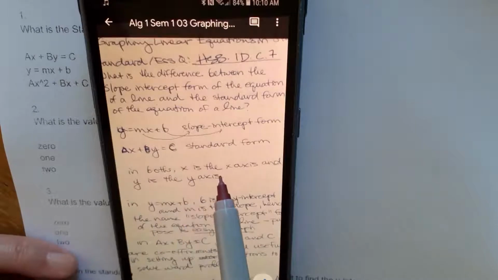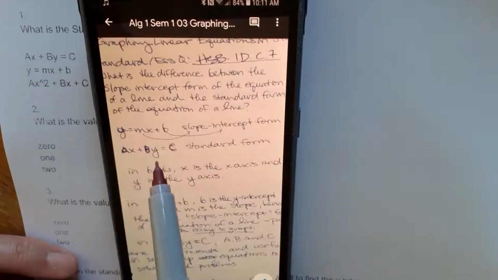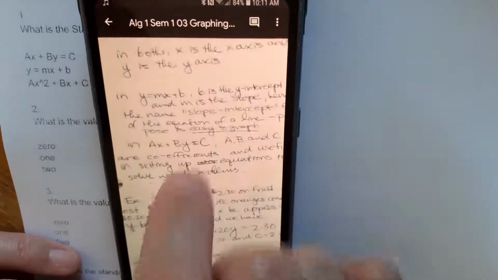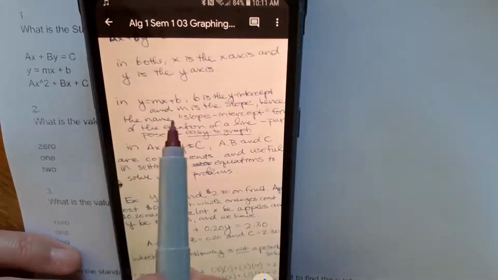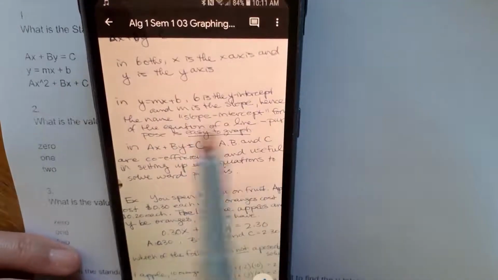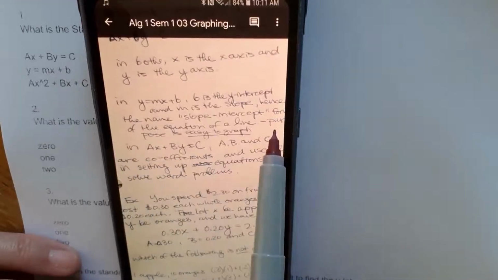In both, x is the x-axis and y is the y-axis. So notice an x and a y and an x and a y. They're in different sides of the equals sign here, which is what constitutes the different format of the equations. In y equals mx plus b, b is the y-intercept and m is the slope, hence the name slope-intercept form of the equation of a line.